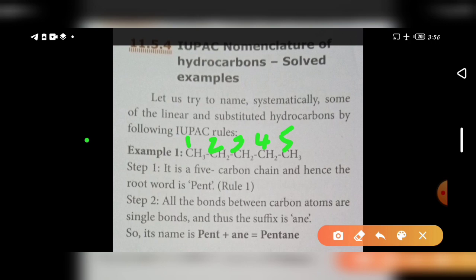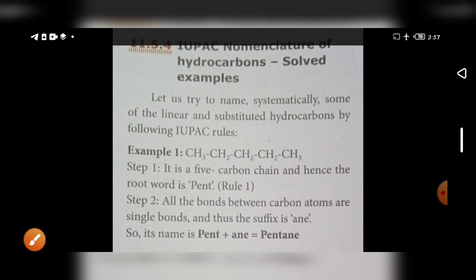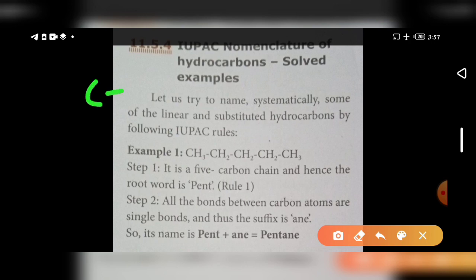So you use pent as the root word, not a prefix or suffix. Second step, you have to find out whether it is a single bond or a double bond. How will you identify that? You write the same carbon chain, like this you have to draw. How many carbons are there? 5 carbons. Each and every carbon contains how many bonds? 4 bonds. If it is all single bonds, fine; otherwise it will be a double bond or triple bond.